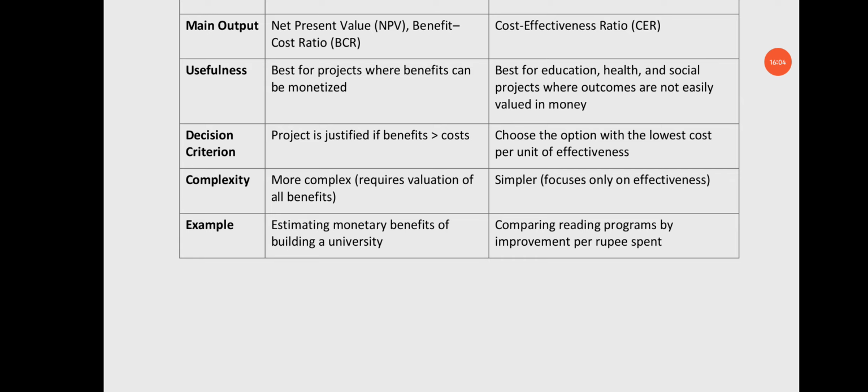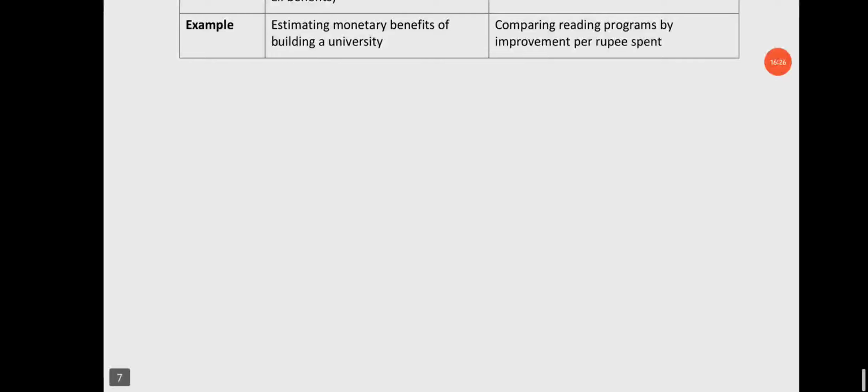Complexity: CBA is more complex, requiring valuation of all benefits. CEA is simpler, focusing only on effectiveness. Example: CBA, estimating the monetary benefit of building a university. Example of CEA, cost effectiveness analysis, comparing reading programs by improvement per rupee spent. So this is it.